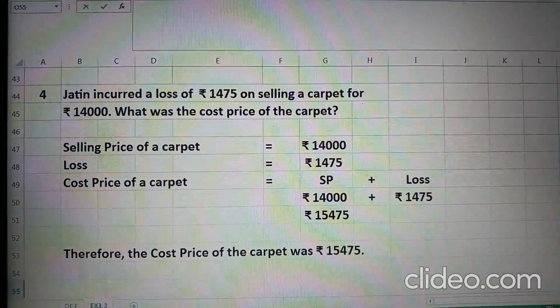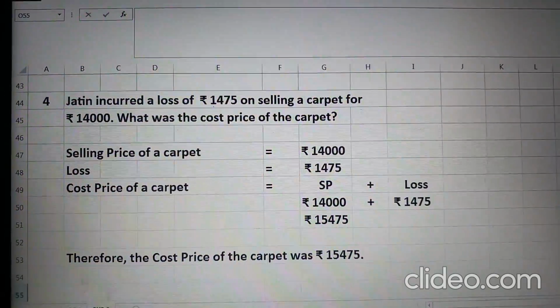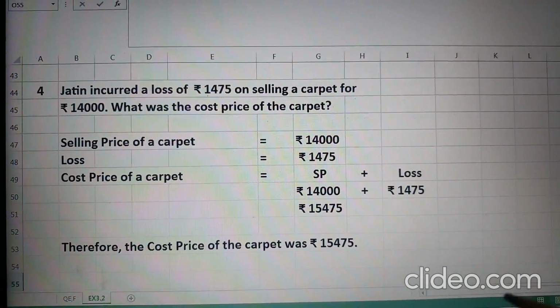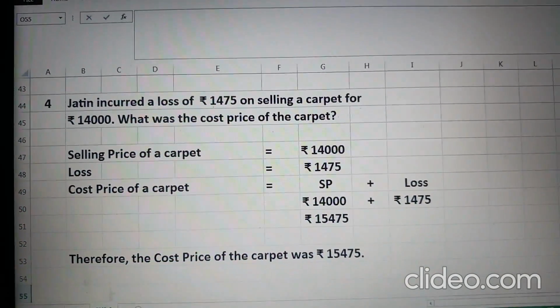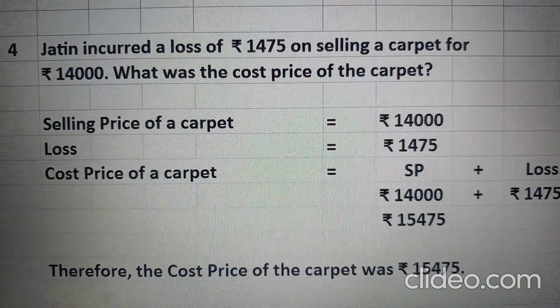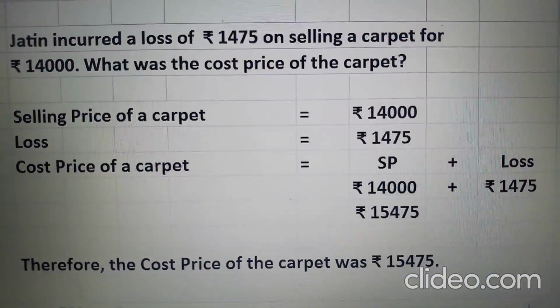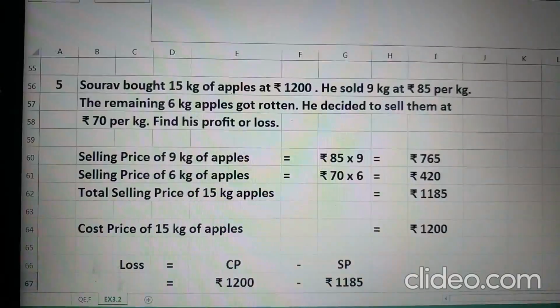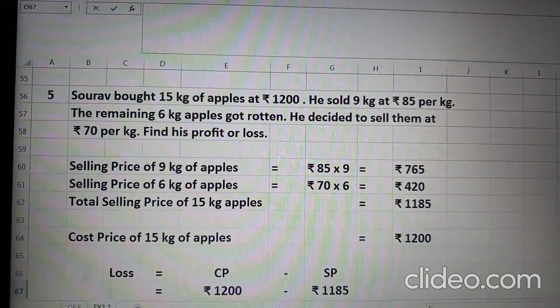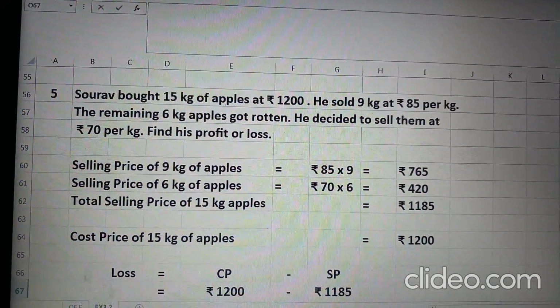Means cost price ज़्यादा है, selling price कम है, because there was a loss. So we will add these two and get rupees 15,475. So cost price of the carpet was 15,475 rupees. Fifth question is, Saurabh bought 15 kg of apples at rupees 1200.